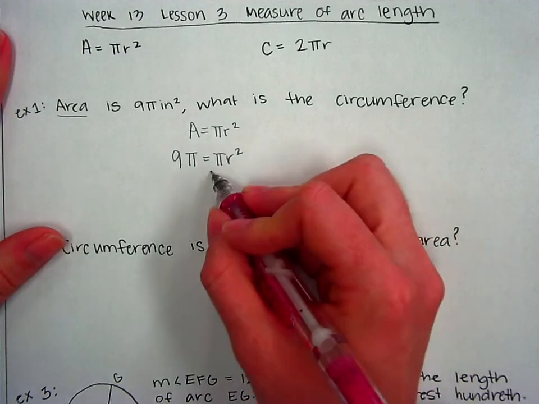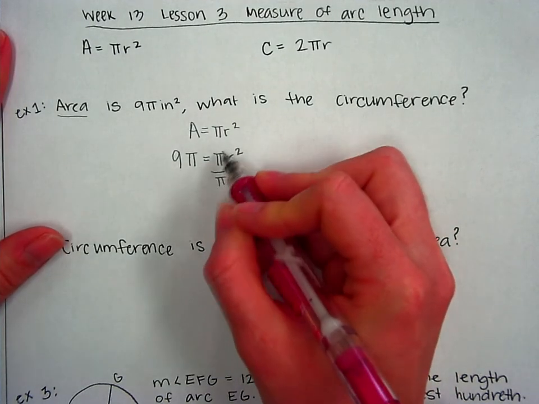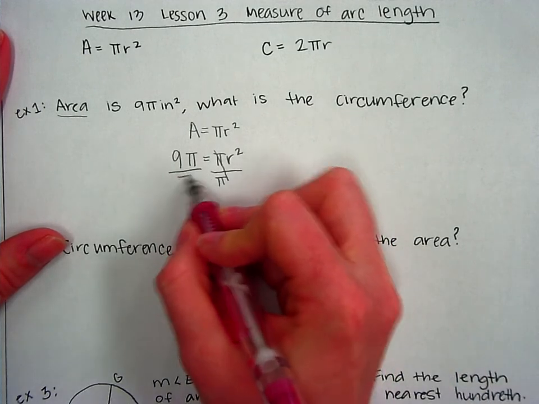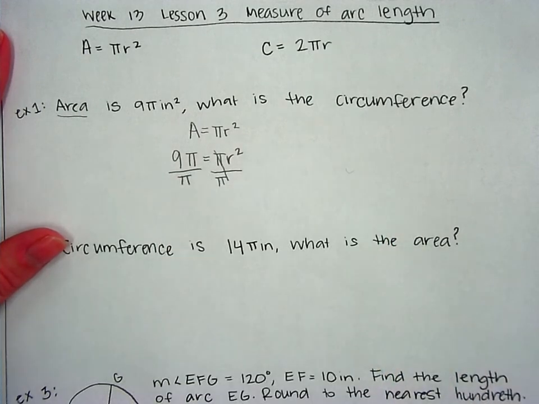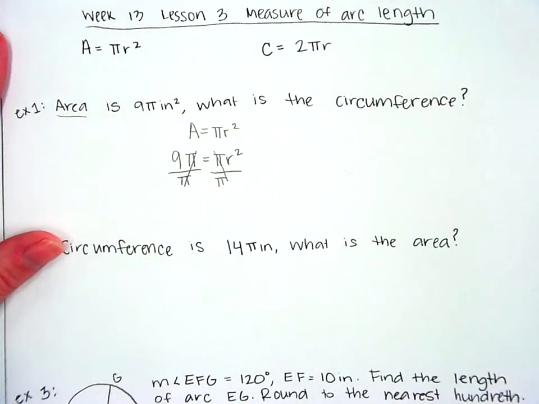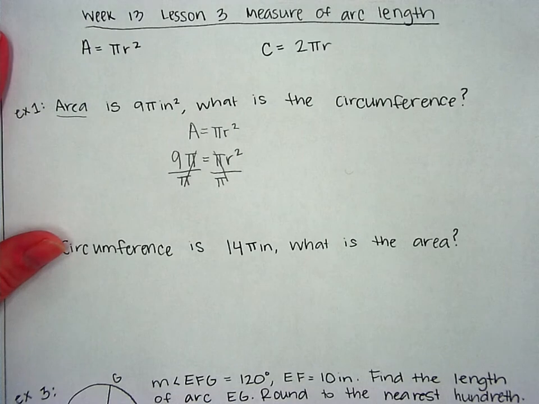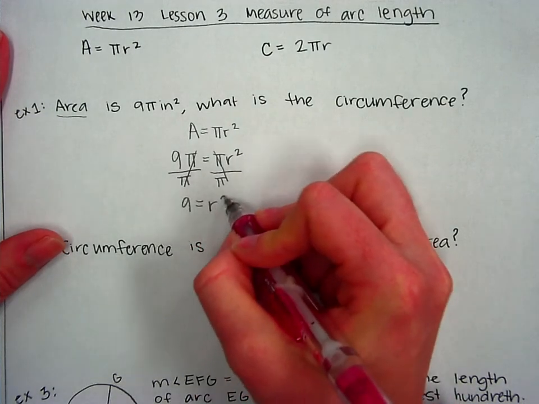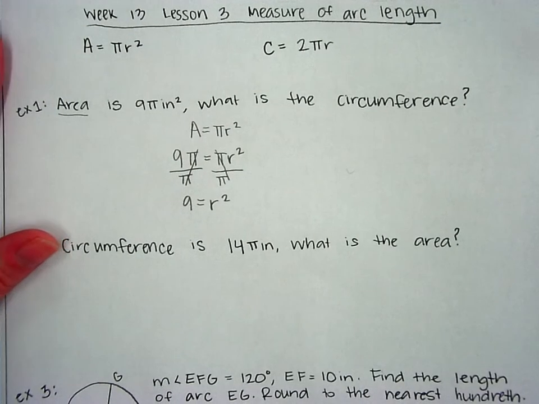To get r alone, I'm going to divide by pi here. That way I have pi on the top and the bottom. Same thing on the top and the bottom gives me a 1, and 1 times anything is just itself. So that's essentially going to cancel out. If I do that to the right side, I need to do the same thing to the left side to keep the equation equal. So I divide both sides by pi. I end up getting 9 equals r squared. So now I can solve for r and figure out what the radius of a circle is.